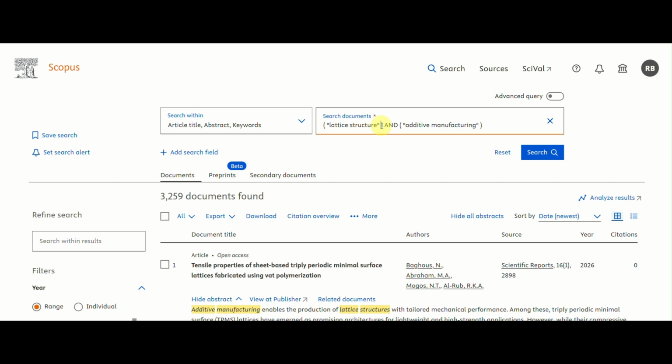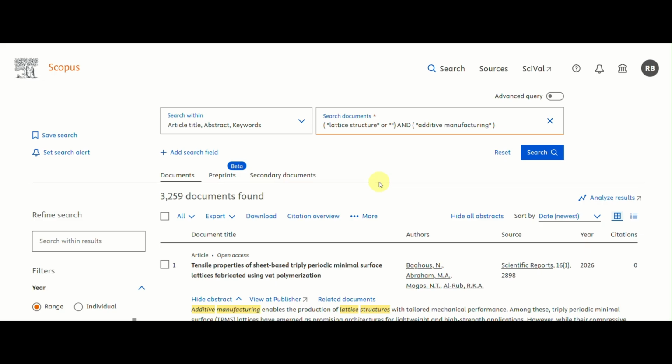That is why I'm trying to highlight, search with the right keywords to get the right research articles. If I use the OR operator, don't use the AND operator. The AND operator is only used for different research domains, not the same domain. Here we are going to search within the same domain, which means we are calling some structure a lattice structure, a cellular structure, an architected material, a metamaterial, mechanical metamaterial, or some other names.